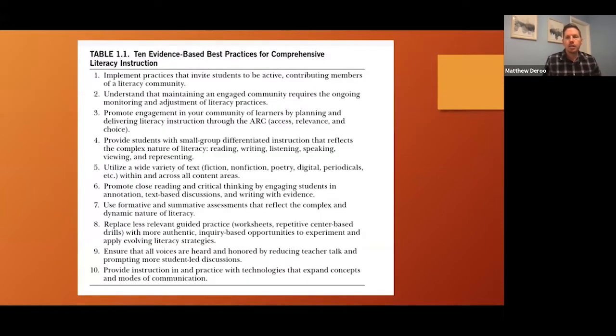Okay, so what I have here is a table of the 10 evidence-based best practices for comprehensive literacy instruction. I'm just going to pause here for a minute or two and let you look at the table. Then, for the next half hour or so, we will talk about each of these 10 indicators, and I will give further information and expand upon these ideas. So take a moment to read and interact with this table, and then we'll go slide by slide addressing each of these 10 topics.